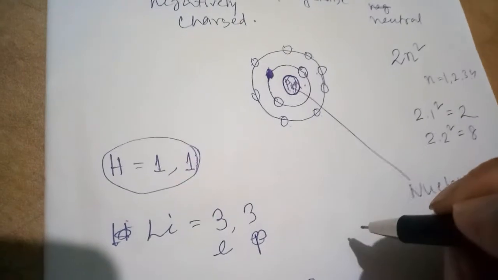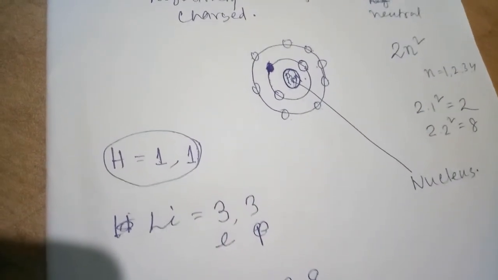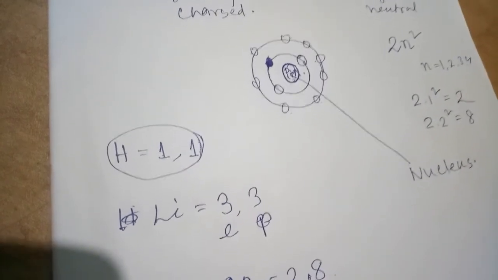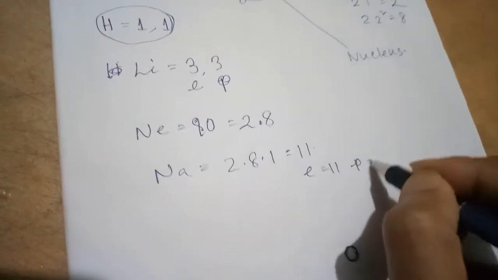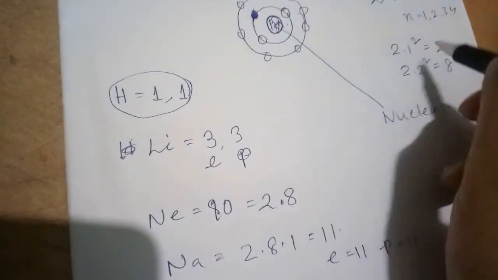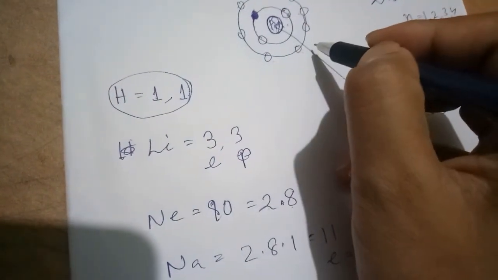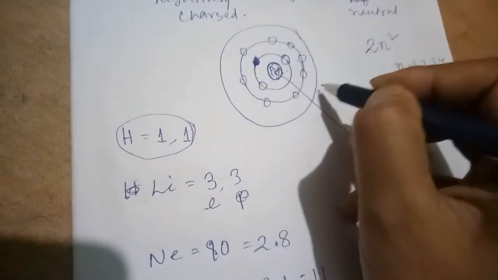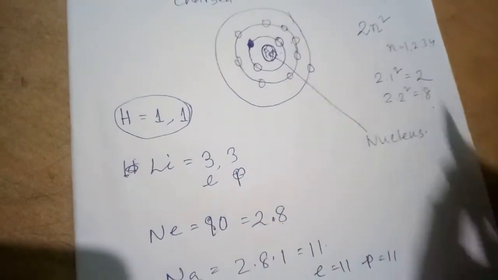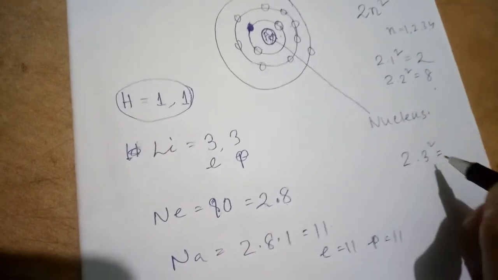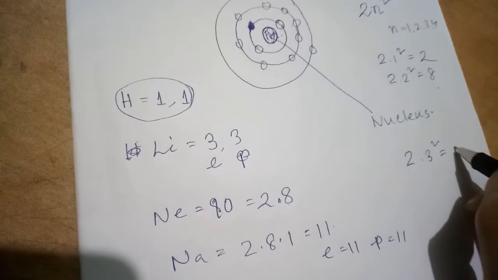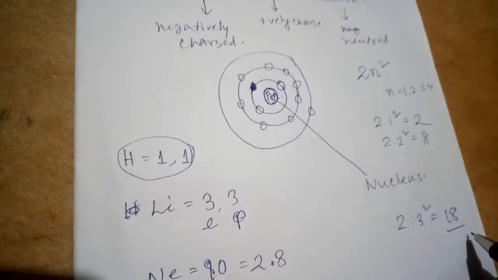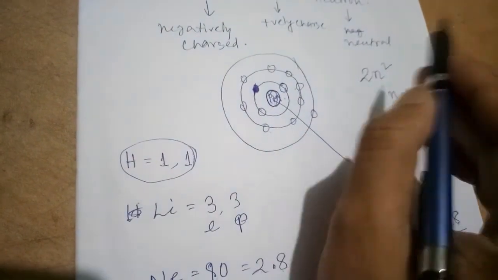Next, suppose the atom is sodium, with electronic configuration 2, 8, 1 and atomic number 11. It has 11 electrons and 11 protons. Where will the next electron go? The second shell has already been completed with 8 electrons, so the next electron will go to another shell, the third shell. How many electrons can be present in the third shell? 2 into 3 squared: 3 threes are 9, and 9 twos are 18. So the third shell can hold 18 electrons.